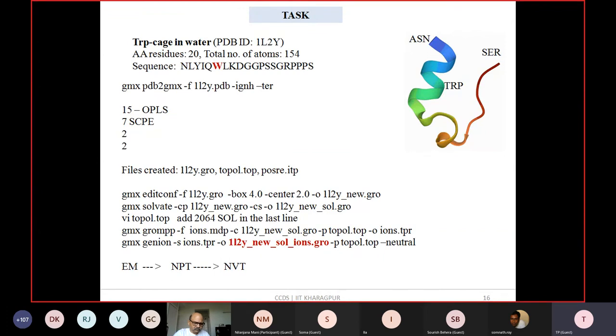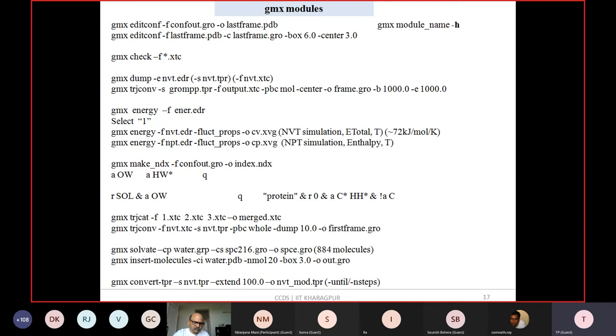And finally, this is a task for you. I will keep it also in the folder, where this is a trp-cage in water, and you will follow exactly the same steps as the last system. I hope you will find it useful, and also the modules I have listed here, so that you don't have a problem. You can directly use it with all these command lines.